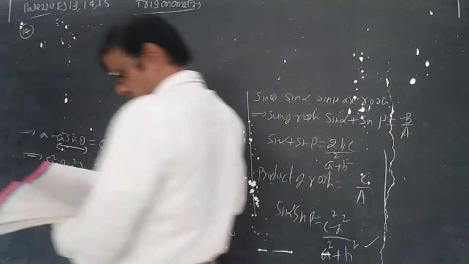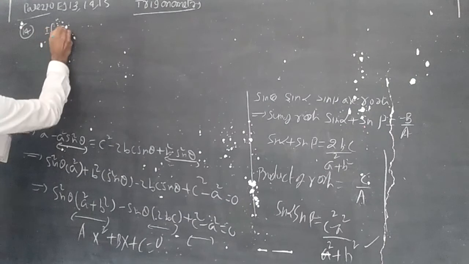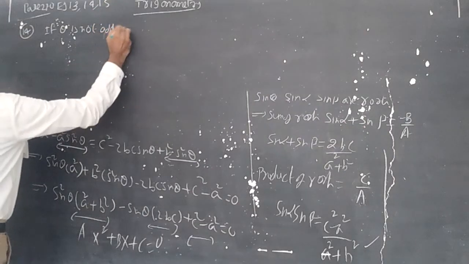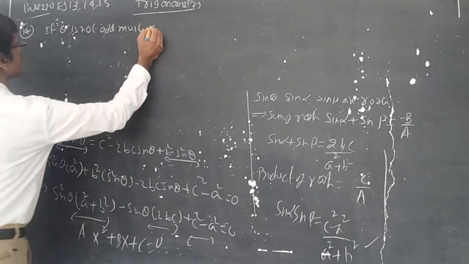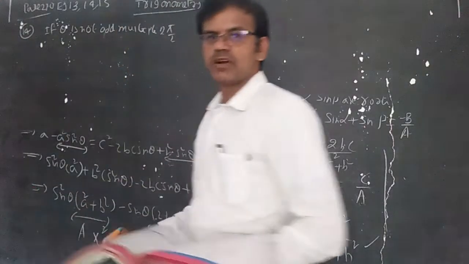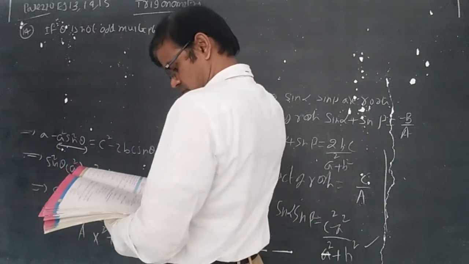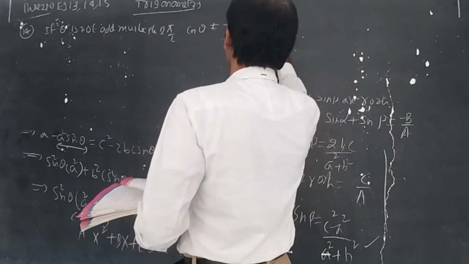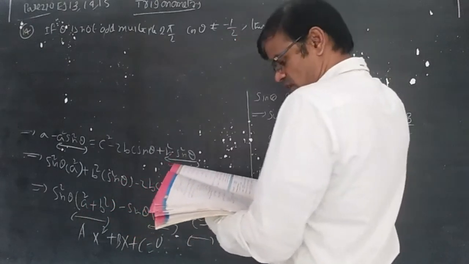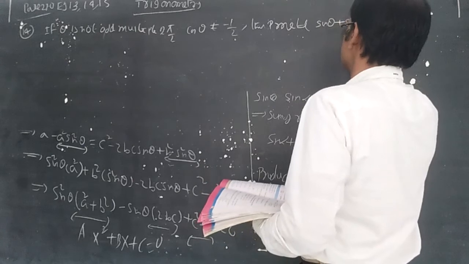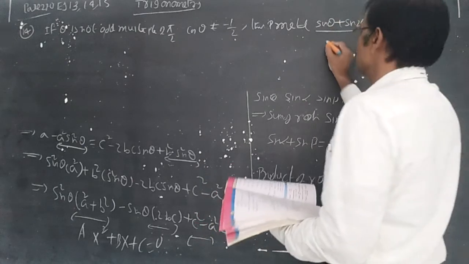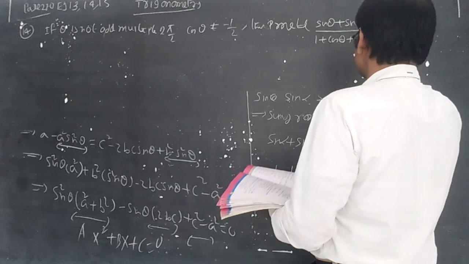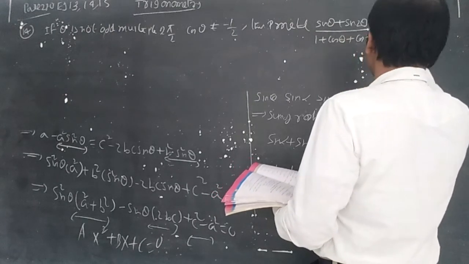If theta is not an odd multiple of pi by 2 and cos theta is not equal to minus 1 by 2, then prove that (sin theta plus sin 2 theta) by (1 plus cos theta plus cos 2 theta) is equal to tan theta.